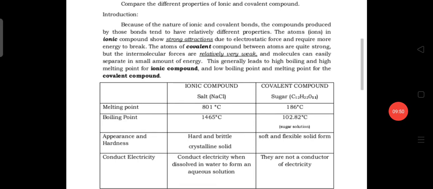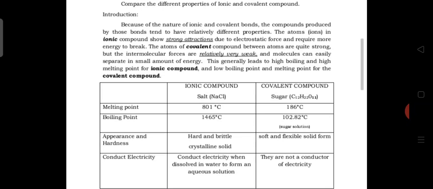Okay, so ito pa yung pagkakaiba nung ionic compound at covalent compound. May example tayo dito sa ionic compound, we have NaCl, that is a salt. And then for covalent compound, we have sugar, C12H22O11. Yan yung ginagamit natin na asukal sa bahay. Or that is what we call the table sugar.